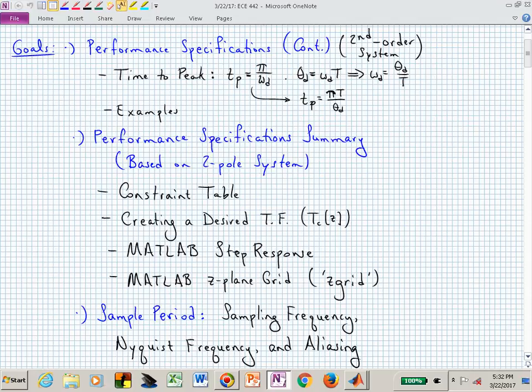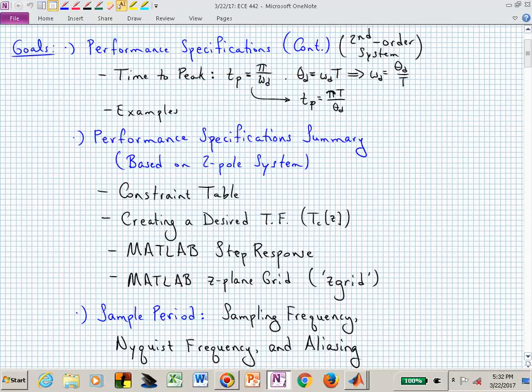We'll do a summary of those performance specifications, and those are again based on a two-pole. That's just to give us an idea or a feel for where we might want our dominant poles located in the z-plane. We'll finish with a constraint table that you can then look up or use to try to infer how you're going to make these formulas work to your advantage when you're given certain performance specifications. We'll use that to then design a transfer function, a desirable transfer function that we might want to make our closed-loop system look like. We'll show how we can simulate that in MATLAB.